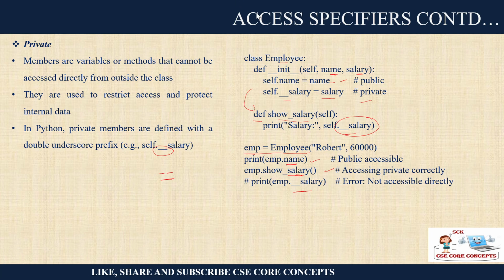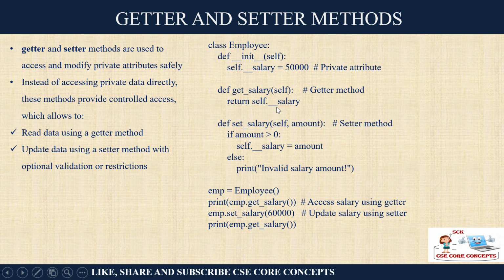Now how do we access the private variables then? For accessing them, we have two methods called the getter and the setter methods. The getter method is get_salary, whatever you write, okay, a getter method. Now get_ is a getter method, and set_ is the setter method. Using these two only you can access or set your value.